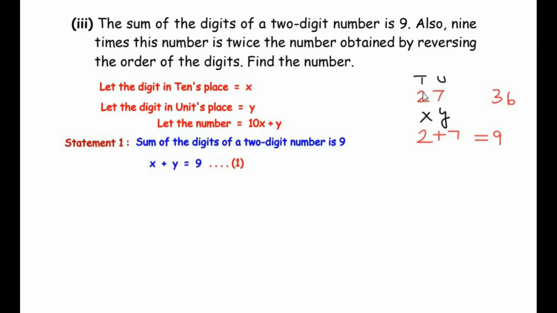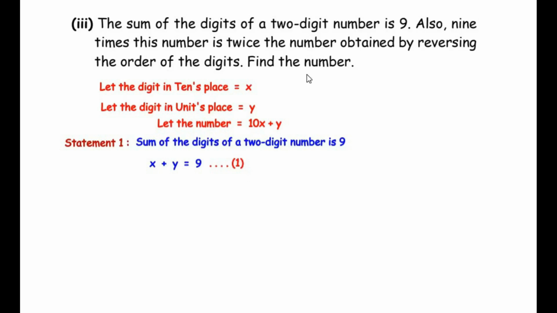So for example, 27 can be got by taking x as 2. So we get 10 times 2 and the y place is going to be 7. So here we are going to get 10 times 2 as 20 plus 7 giving us the number as 27. That is why we have written the number as 10x plus y. Now let us focus on the statement 1. Here it's been given that sum of the digits of a 2-digit number is 9. So in the statement 1 we are just going to add these two digits, that is x plus y, so that it will be equal to 9. And let us consider this as equation 1.